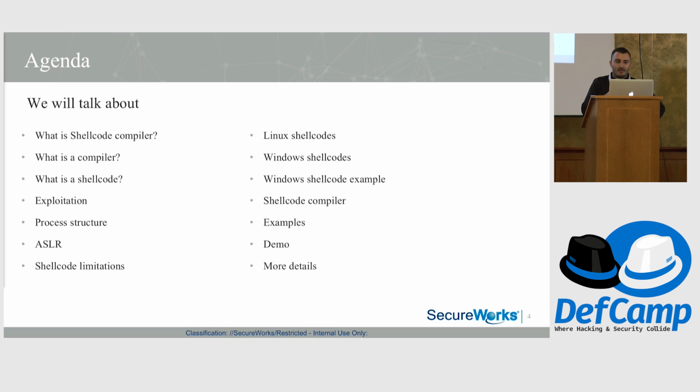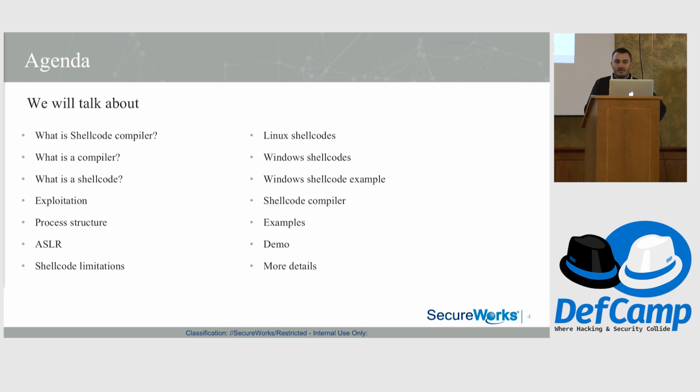This is what we will talk about today. I will introduce you a shellcode compiler. We will see later what it does, and we'll take it step by step. We'll see what is a compiler, what is a shellcode, what are the steps for exploitation, how process memory structure works in Windows, a few things about ASLR, the limitations that shellcodes might have.